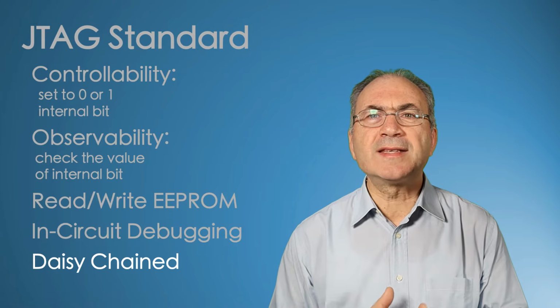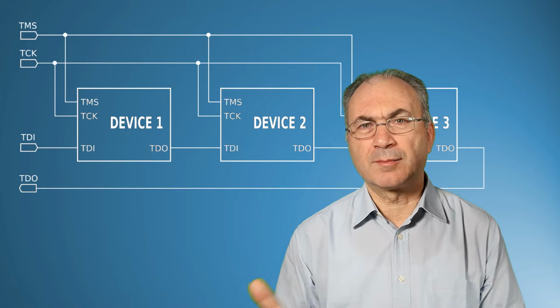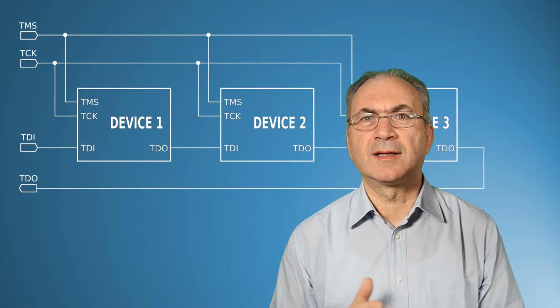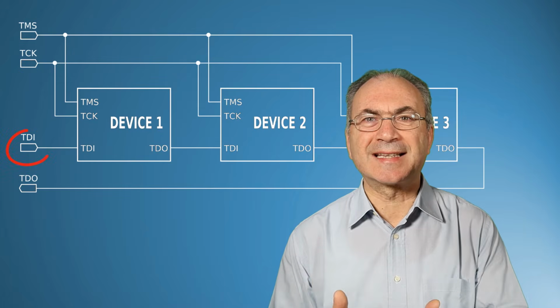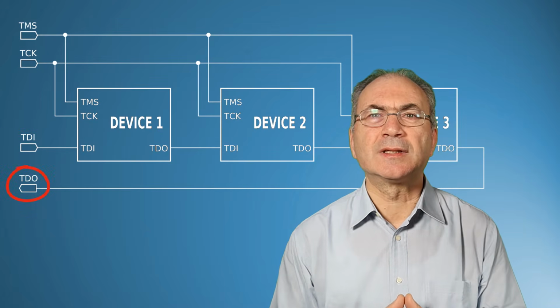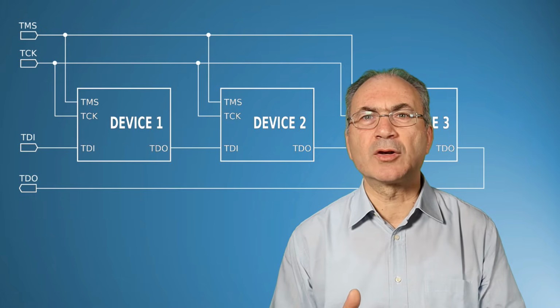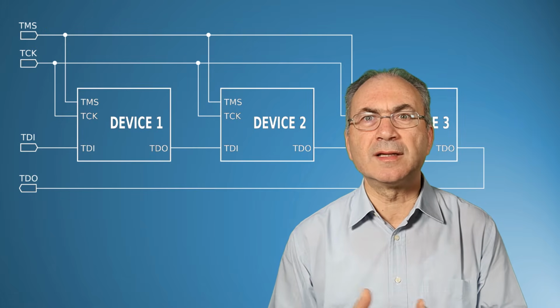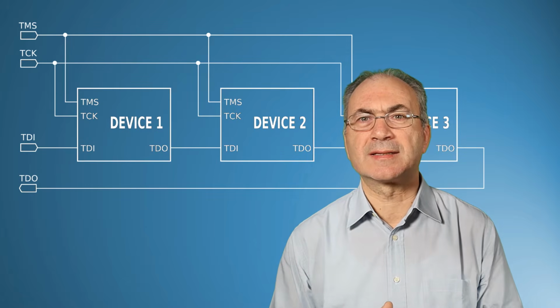The JTAG interface usually has 4 or 5 pins, because one is optional. The pins are the test clock, test data in, test data out, test mode select and test reset. Test reset is optional because it is possible to reset the interface with a command sent using the other pins.